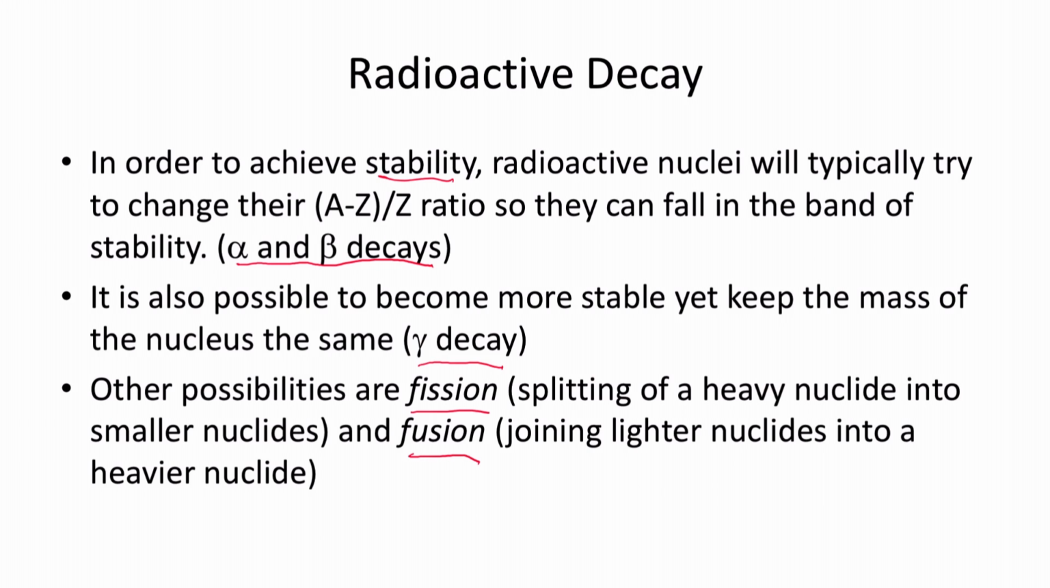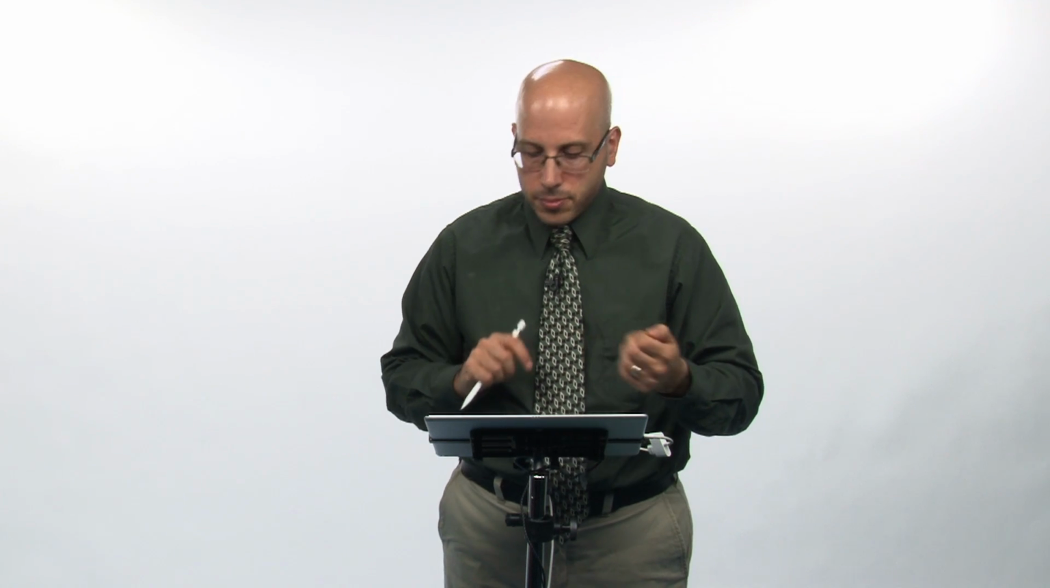Fission is when you take a relatively big, heavy nucleus and you shatter it into smaller pieces, and that releases a lot of energy and makes things more stable. Fusion is the opposite. You take relatively small things and you glue them together to make a larger nucleus. That can also release tremendous amounts of energy and make things more stable.